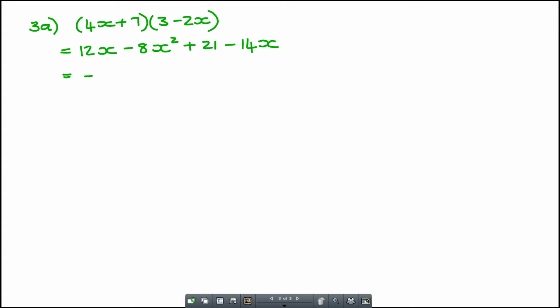So I first want the minus 8x squared. Then you'll see that the 12x and the minus 14x are like terms, and that's going to give me minus 2x and then plus 21. Okay. So if yours was shuffled around, just make sure about the signs.